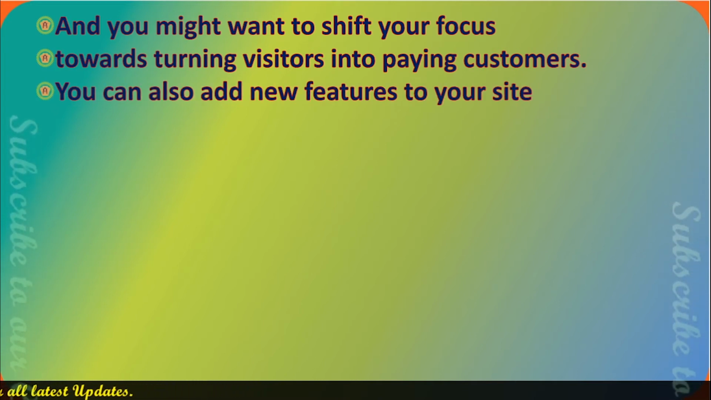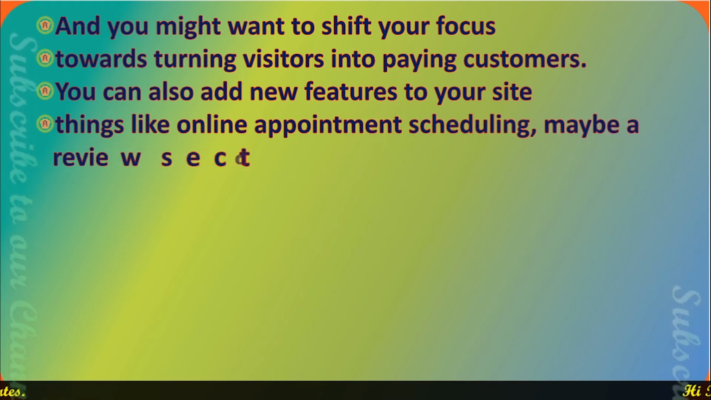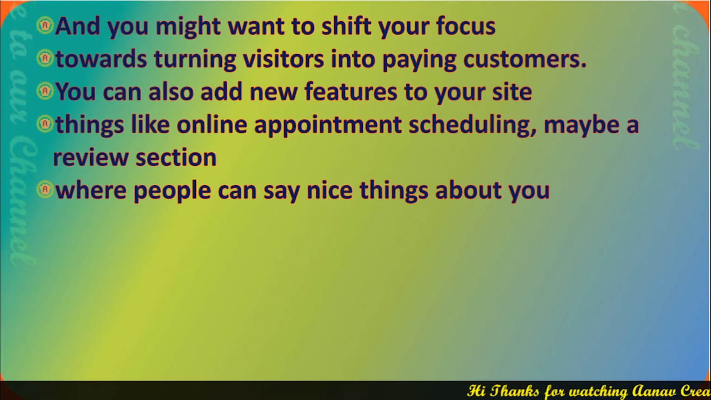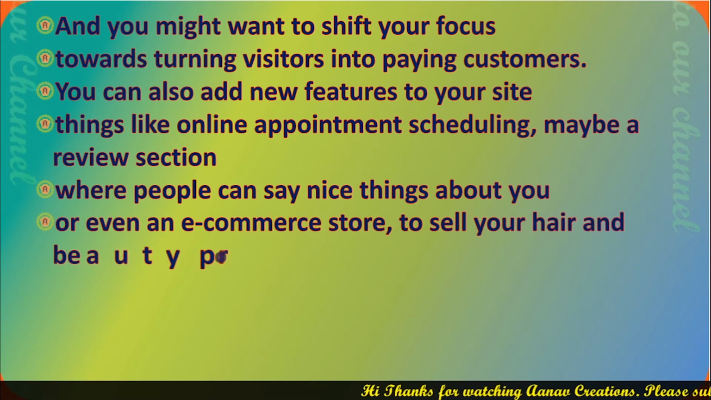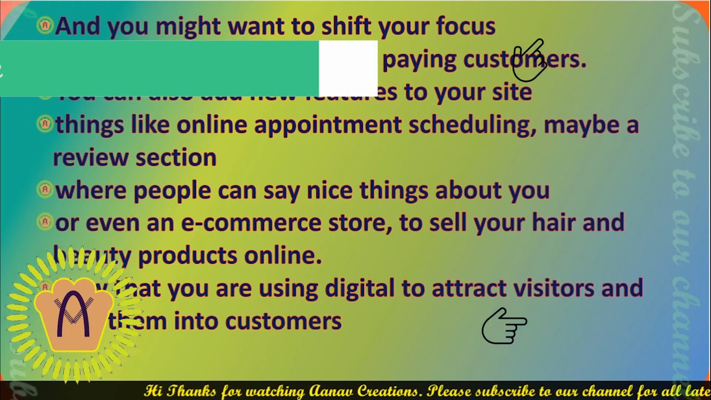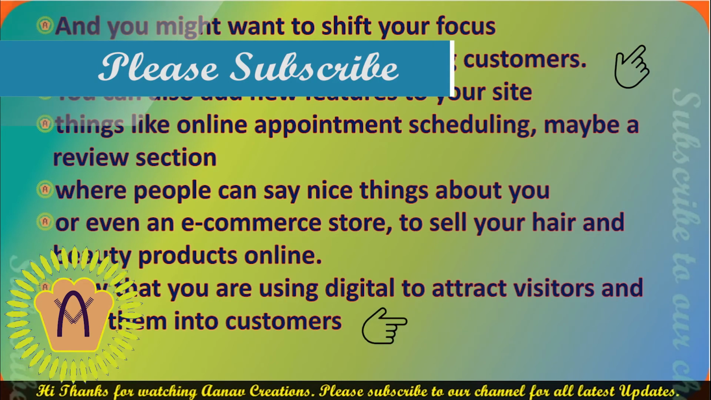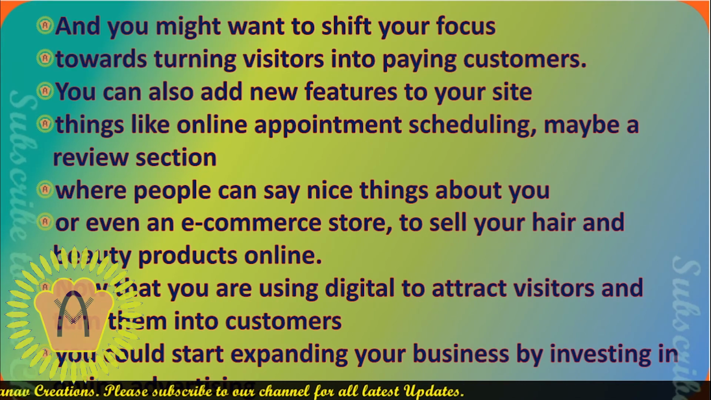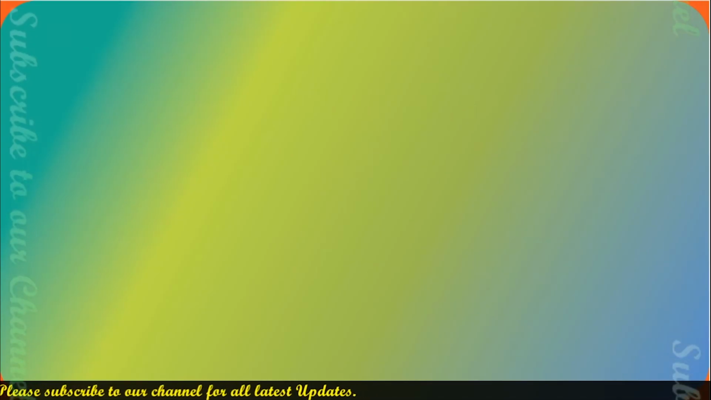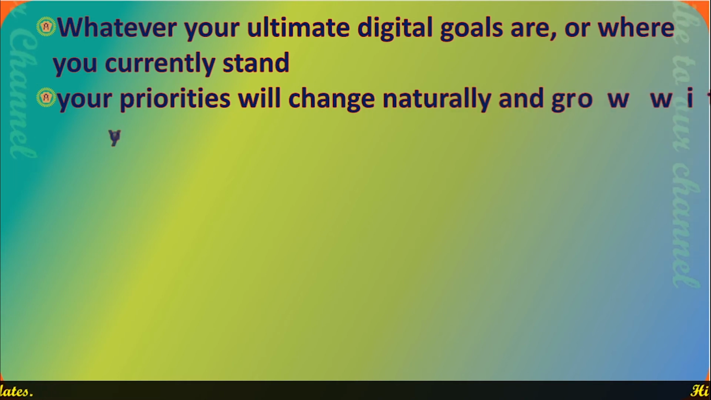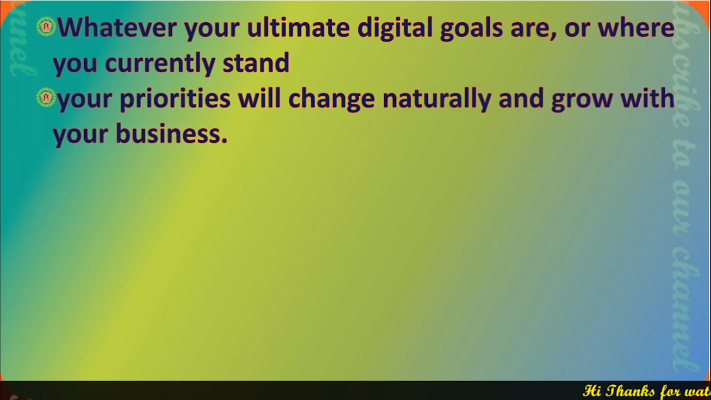You can also add new features to your site. Things like online appointment scheduling, maybe a review section where people can say nice things about you, or even an e-commerce store to sell your hair and beauty products online. Now that you are using digital to attract visitors and turn them into customers, you could start expanding your business by investing in online advertising, in digital marketing. Whatever your ultimate digital goals are or where you currently stand, your priorities will change naturally and grow with your business.